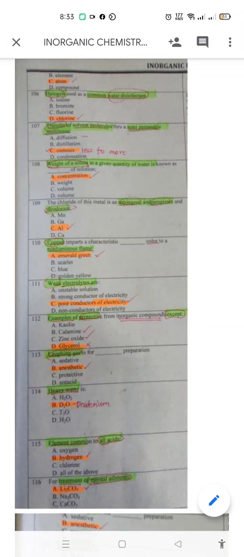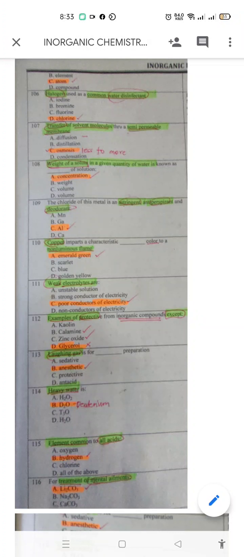They are prepared from saponification of fats and oils. And the process that is used here in your glycerol is your hydrolysis of fats and oils. So I repeat, if the question is prepared from saponification of fats and oils through hydrolysis, they are your glycerol and glycerin. Number 113, laughing gas is for letter B, anesthetic preparation.